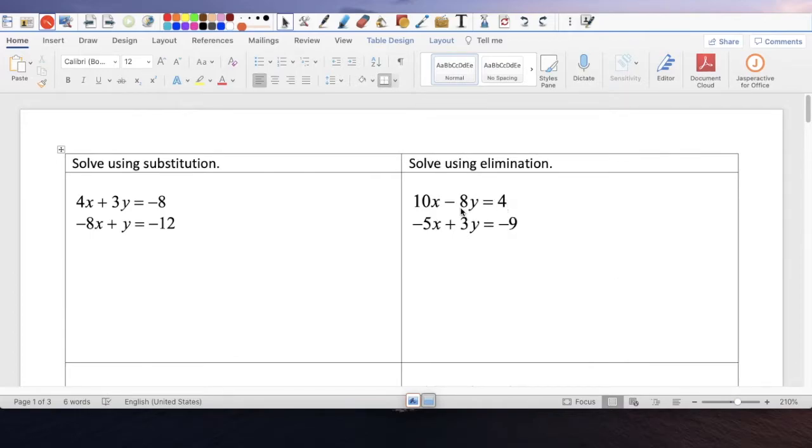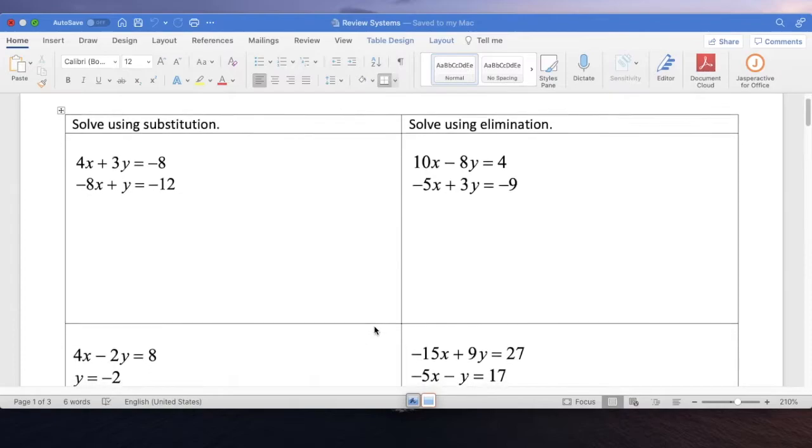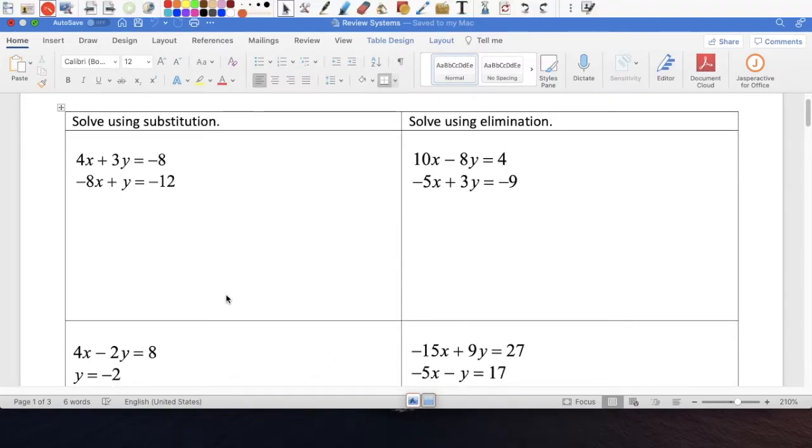All right, so using substitution, if you had to pick which one you want to rearrange, I would choose the bottom one, because the y doesn't have any coefficients besides 1, so that would be the easiest one. So I'm going to call this equation 1, equation 2.